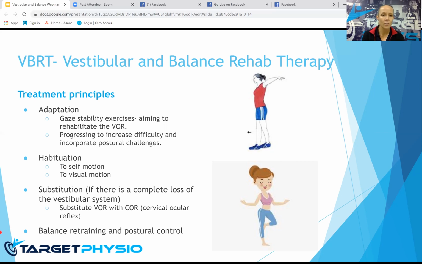So adaptation is where we look at our gaze stability. So our vestibular ocular reflex that we were talking about earlier, and aiming to rehabilitate that if we have one side that has had something happen and it's not working as well. And progressing to increase the difficulty of those exercises by incorporating postural challenges along the way, standing on one leg while we're working on our vestibular ocular reflex.